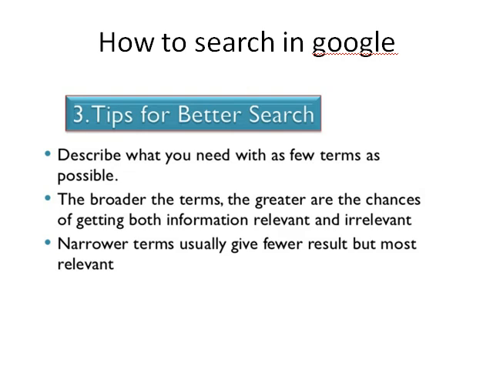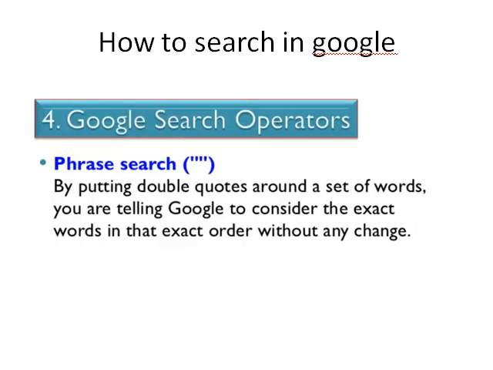Okay, let's start with Google operators, Google search operators. The first one is double quotes, or double quotation marks. We have phrase search. We say it is phrase search.